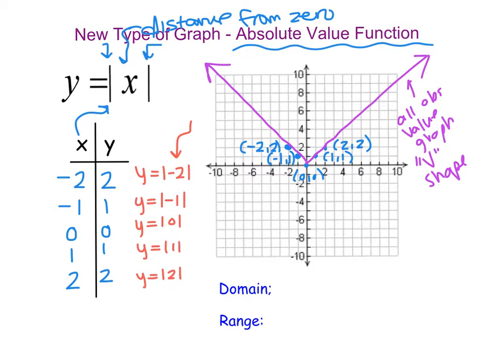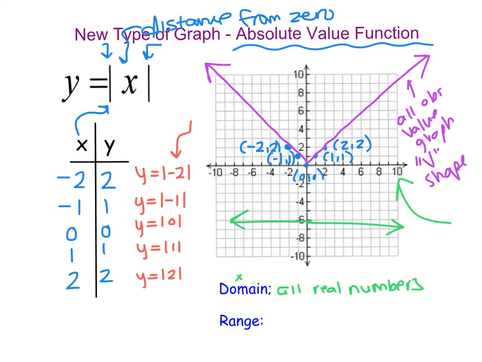Now, the last thing we need to do here is find our domain and our range. Remember, domain are all of the x values that we need to make points on this graph. What I notice when I look up here at the absolute value function is that this graph is going forever to the right and forever to the left. And I know that when I'm using all of the numbers to the right and to the left, my domain is all real numbers.